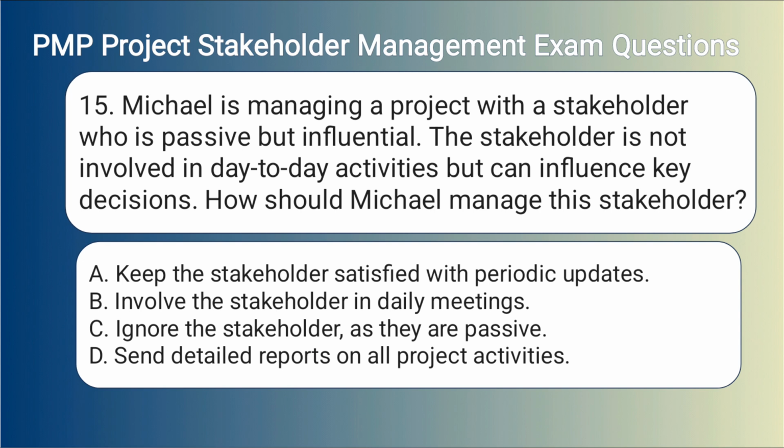15. Michael is managing a project with a stakeholder who is passive but influential. The stakeholder is not involved in day-to-day activities but can influence key decisions. How should Michael manage this stakeholder? A. Keep the stakeholder satisfied with periodic updates. B. Involve the stakeholder in daily meetings. C. Ignore the stakeholder, as they are passive. D. Send detailed reports on all project activities.